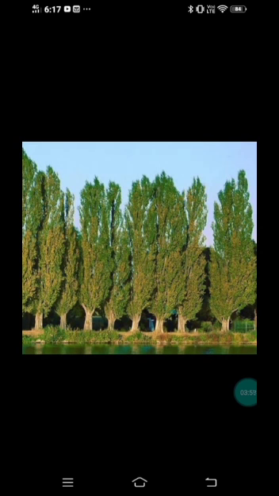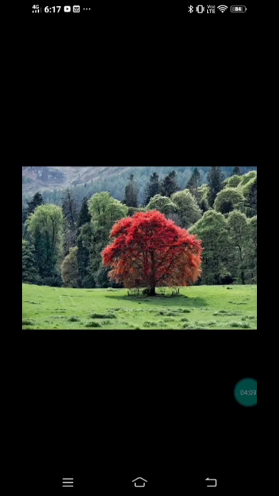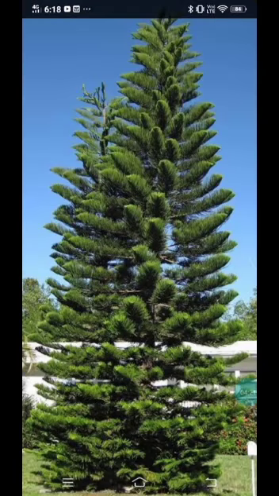Next, poplars. Poplars means very large, tall, straight, thin trees. So like this, this type of trees are called poplars. Beeches means large forest trees with a smooth grey trunk and spreading branches. This type of trees. Next, pines. Tall trees with thin, sharp leaves. So this is a pine tree.